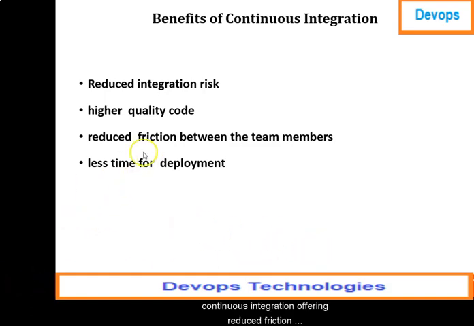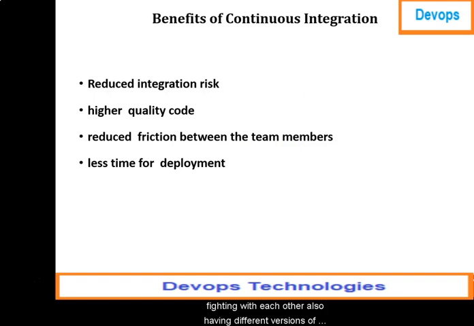Continuous integration offering reduced friction between the team members. It is evident that a continuous integration system is an impartial system. That is, it does not offer partiality to anybody. So if there is any mistake, then that mistake has to be solved. If there is any bug, then it has to be debugged. There is no option in such a situation. This offers reduced friction between the team members because they know that if there is some problem, they have to solve it without fighting with each other.